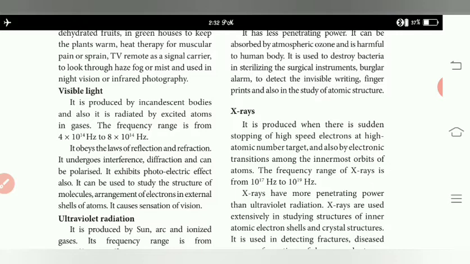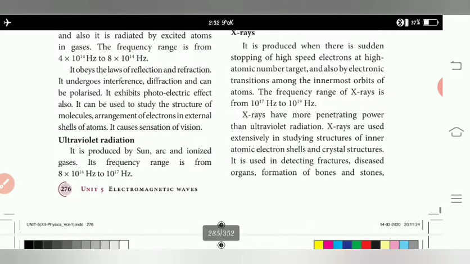It is used to study the structures of molecules and the arrangement of electrons in the external shells of the atom. Look at that, external shells of the atom. It causes the sensation of vision. Okay. The ultraviolet radiation. It is produced by the sun or by ionized gases.